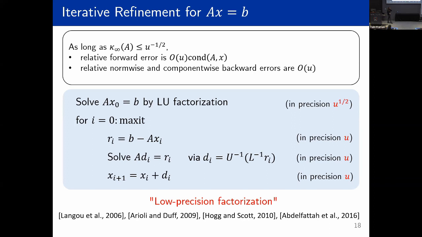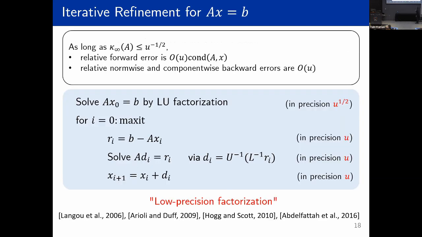Okay, and so what do the error bounds say here? If I do this low precision variant, I can say that as long as the infinity norm condition number of my matrix A is less than 1 over the square root of the unit roundoff, then my relative forward error is bounded in terms of the unit roundoff and the condition number of A and x. And then the relative norm-wise and component-wise backward errors are both on the order of the unit roundoff.